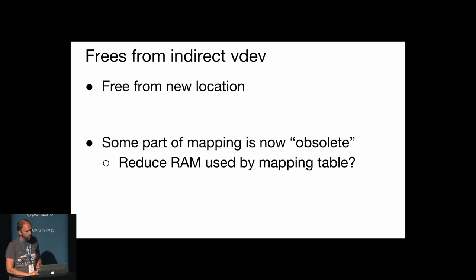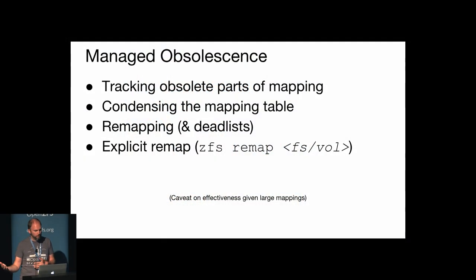But the interesting thing is that now some parts of the mapping are no longer needed, right? I freed that. The free, by definition, means nobody's ever going to read that again. So that part of the mapping is no longer needed. We call that obsolete. So maybe we could reduce the memory used by the mapping table now that we know some part of it is no longer relevant. We can do this by tracking what parts of the mapping are obsolete, and then condensing the mapping table to reduce its size when one whole entry in the mapping table is completely obsolete.